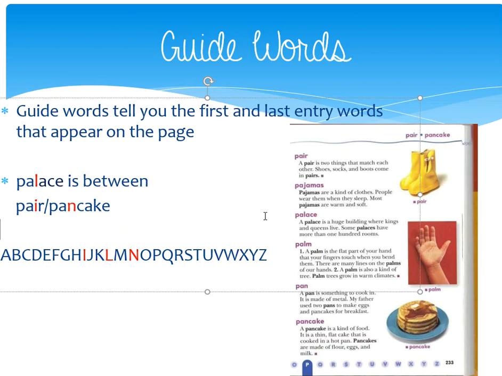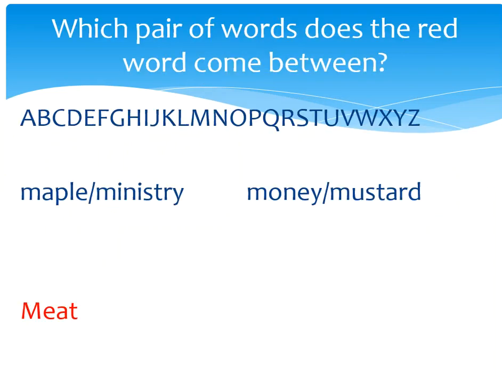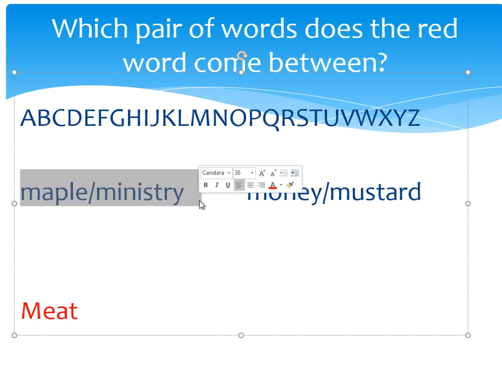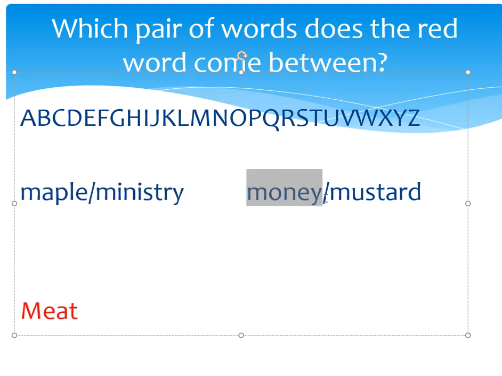So go ahead and you might want to skip back and listen to me go over that again. If you don't understand, just replay that part. Otherwise, if you're ready to move on, let's do some examples. All right, look at the word meat. Which page of the dictionary would that be on? Which guide words would be at the top of the page? Would the guide words maple and ministry or money and mustard? Which page would that fall between?